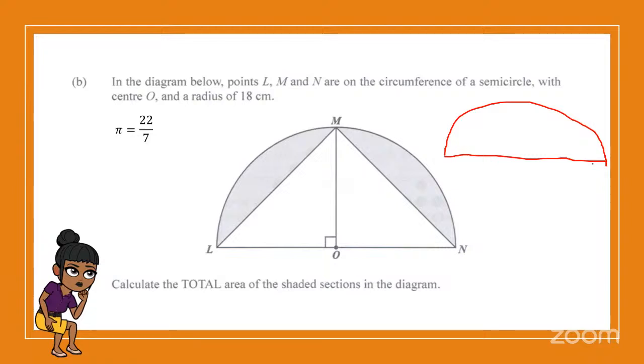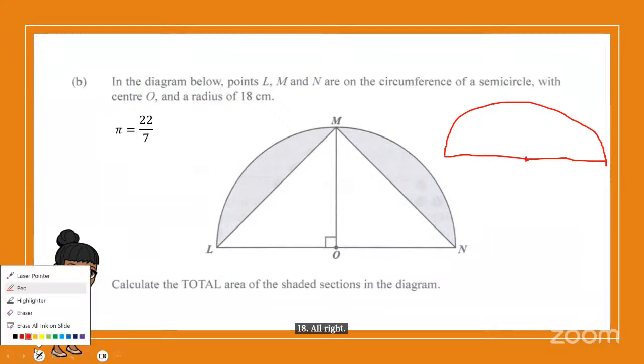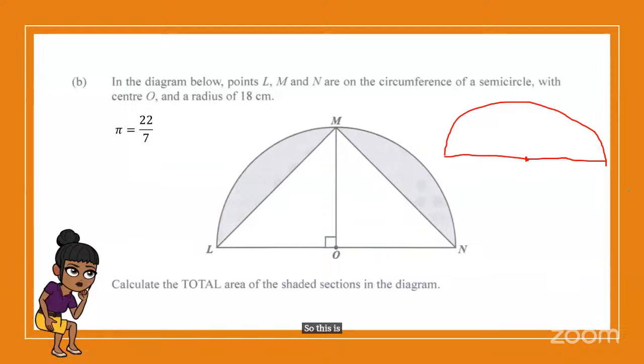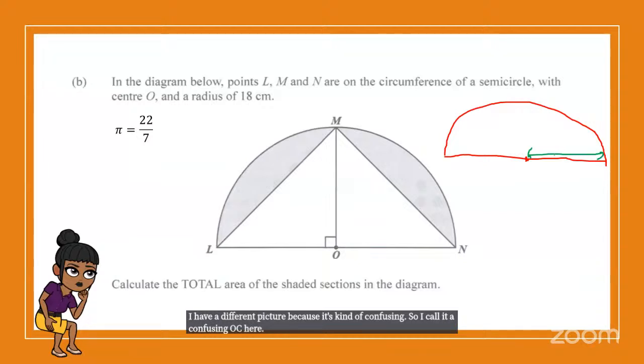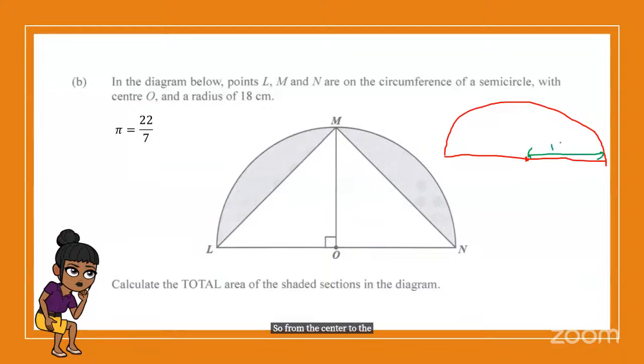What did they tell us about the semicircle? That the radius is what? 18. All right. So we're going to have a different picture because this is kind of confusing. From the center to the point on the circumference is 18 what? Centimeters. All right. With the information that we have, can we find the area of the semicircle? Yes, miss.